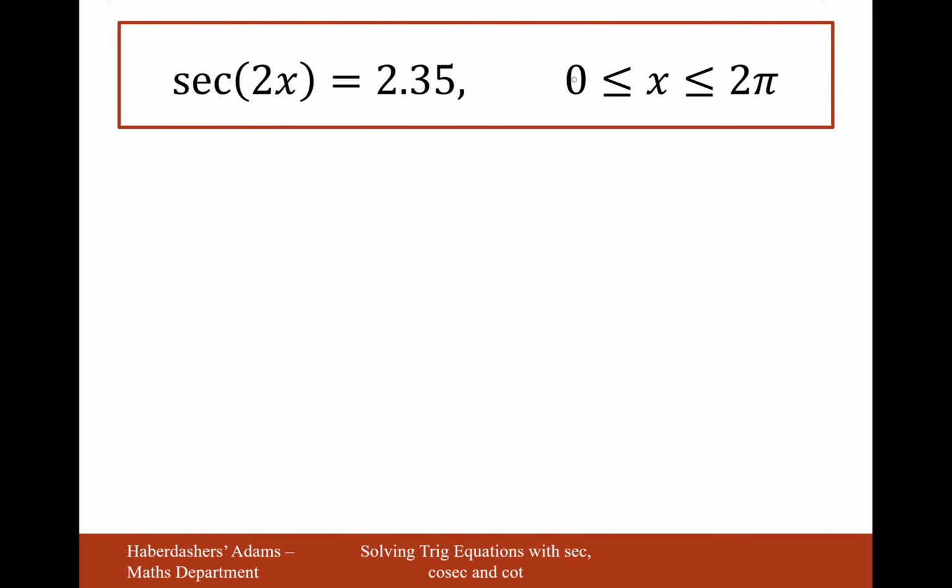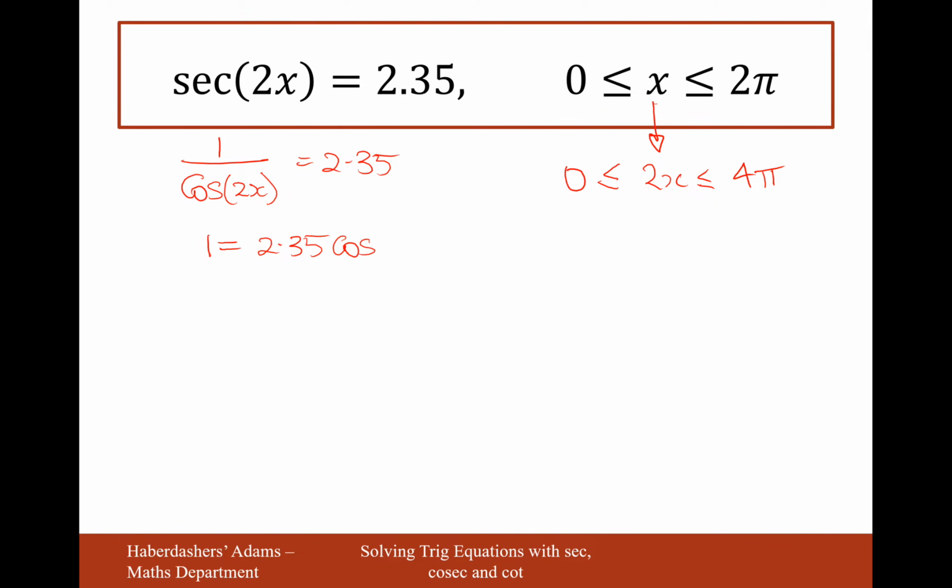So the first thing I do here is I realise that I'm back in radians mode. So I'll grab my calculator and switch it back to radians mode. The next thing I realise, I've got 2x inside here, so I'll need to change my angle in the domain to that same unit of 2x. So I'll double the middle, double the left, and double the right-hand side. So the next thing I need to do is write this as 1 over cos 2x equals 2.35. Then I'll times both sides by cos, and then I'll divide by 2.35, so I'll write it as 1 over 2.35.